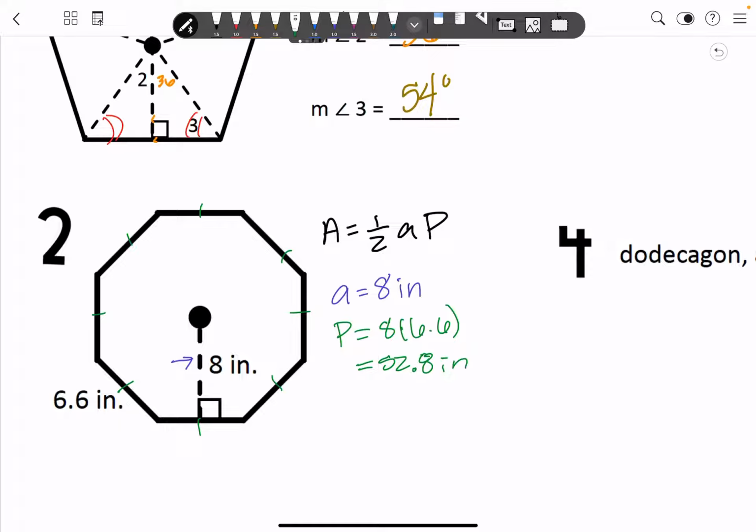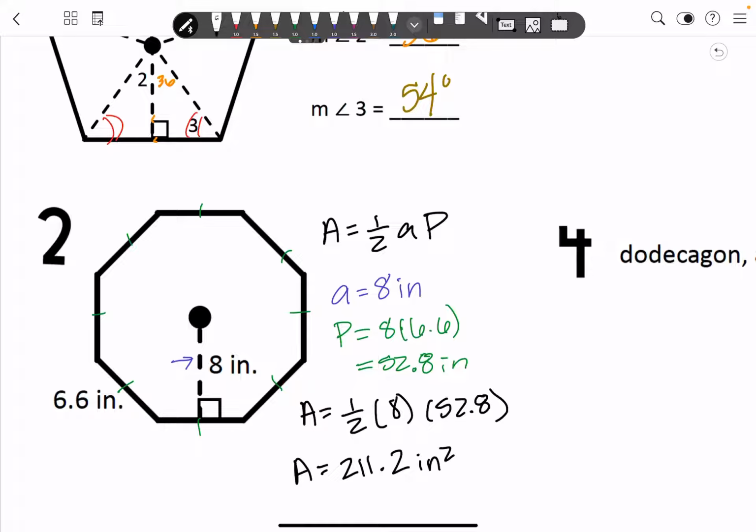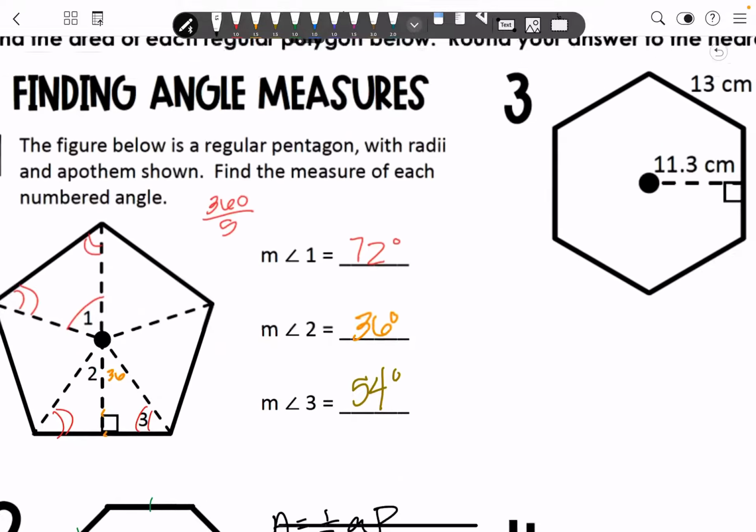And then all we're going to do is drop it in. So it's 1/2 times 8 times 52.8. If you're trying to do it in the calculator, sure, you can use 0.5 for 1/2, or you can do 8 times 52.8 and then divide all of that by 2. Once you've plugged it in, you should get that your area is 211.2 inches squared. And it's really that easy when you've been given everything.